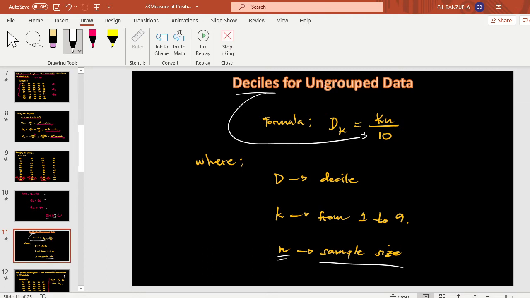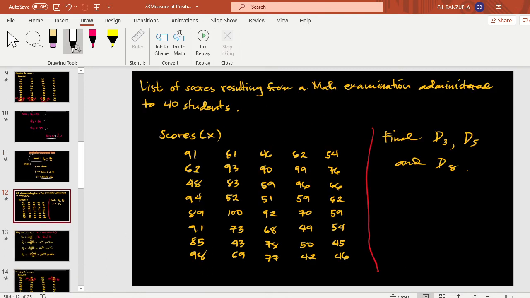So let us have an exercise. Again, using our previous given, here is the list of scores resulting from a math examination administered to 40 students. Again, the sample size is 40, and here are the scores.